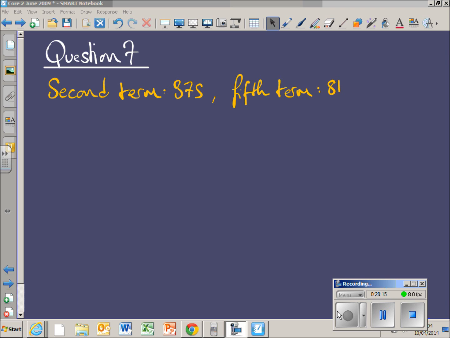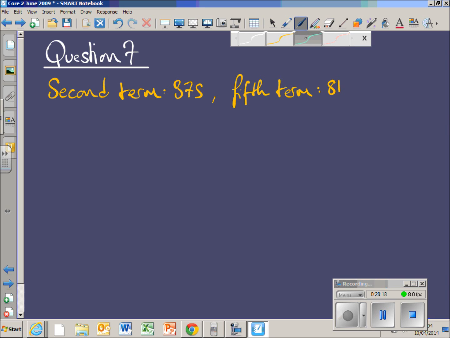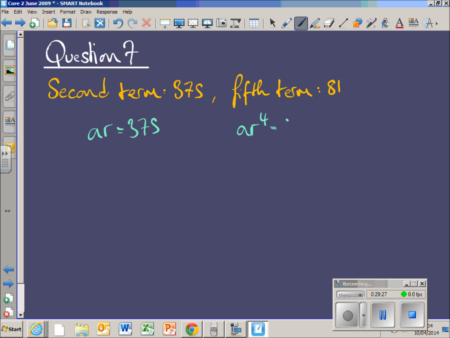Okay. So what we're going to do, and this is usually what we do with this, we'll write down the second term as ar. So we'll say that ar equals 375. And the fifth term we can write down as ar to the power 4, and that's 81. What's the method now to find out what r is? Divide. So ar to the 4 divided by ar should be the same as 81 divided by 375. If you divide, the a's cancel, and we lose an r on the bottom, and this becomes r cubed, so we get r cubed is equal to 81 over 375.